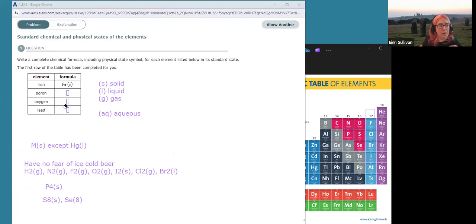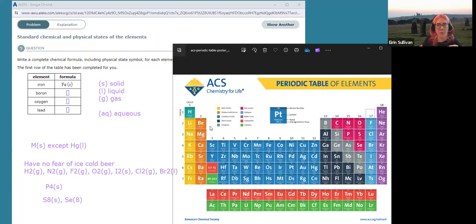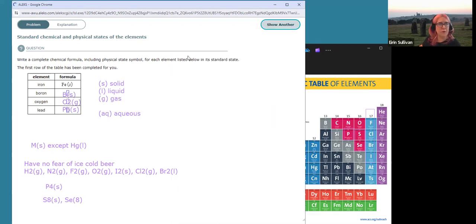Okay, so let's do another one just so we can see what gets thrown at us. Okay, so boron, oxygen, and lead. So look at your periodic table if it helps you. Right, so boron, over here it's one of the metalloids, so it's just going to be solid boron, okay? Oxygen, O2 gas. Lead we already did as a solid metal, so boron, s, oxygen, O2 gas, lead, Pb, s. Okay. All right, one more to see what gets thrown at us.